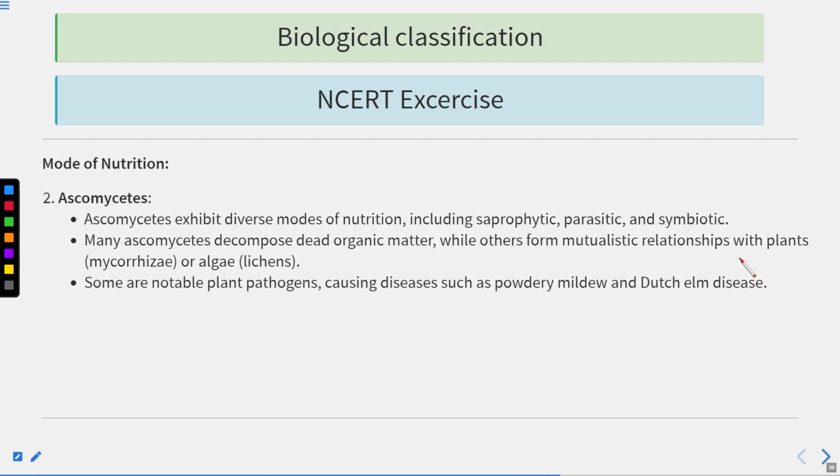Next is the Ascomycetes. Ascomycetes exhibit diverse modes of nutrition, including saprophytic, parasitic, and symbiotic. So three modes of nutrition you can see, whereas in the Zygomycetes we have two modes, saprophytic and parasitic. Many Ascomycetes decompose dead organic matter, while others form mutualistic relationships with plants, that is the mycorrhiza, or sometimes with algae, making the lichen association.